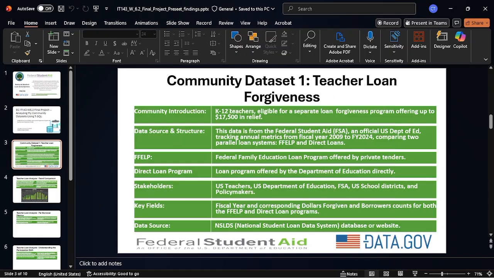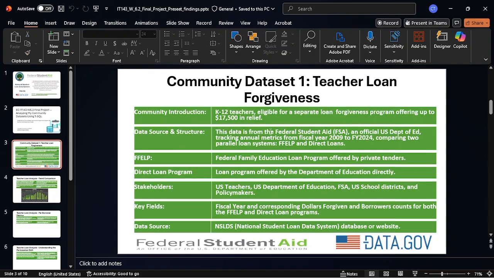These are for K-12 teachers eligible for a separate loan forgiveness program offering up to $7,500 in relief. It's from the Federal Student Aid, an official USA Department of Education office, tracking annual metrics from fiscal year 2009 to 2024, comparing two parallel loan systems, the FFELP and direct loans. FFELP, or Federal Family Education Loan Program, was offered by private lenders, and the direct loan program was offered by the Department of Education.